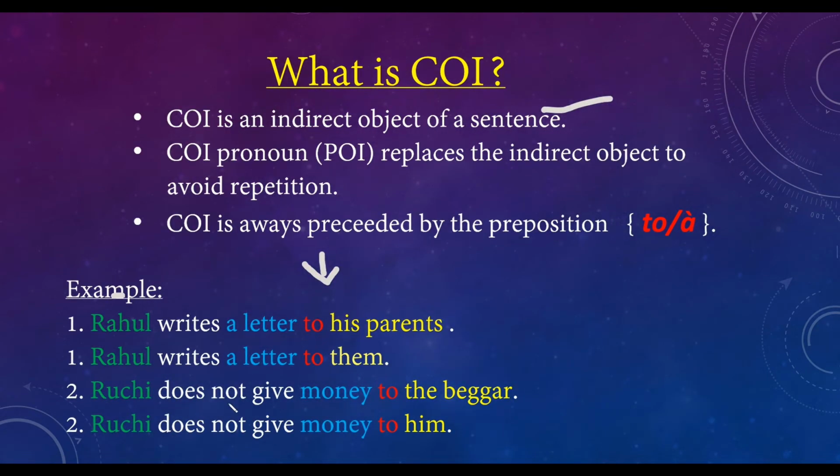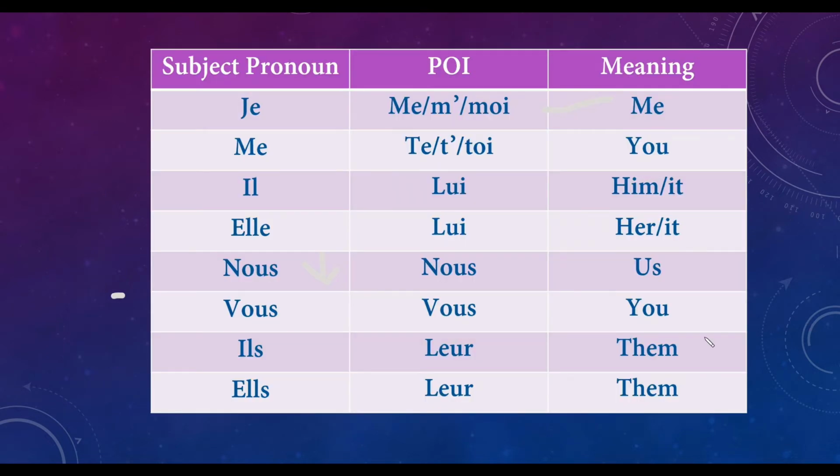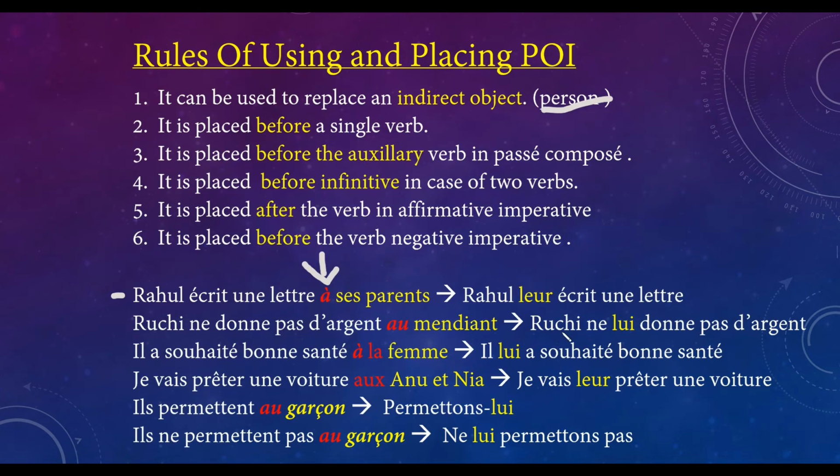Here, Ruchi does not give money to the beggar, replaced by him. Him as in lui. So, Ruchi ne lui donne pas d'argent. Where is lui placed? Before the single verb.